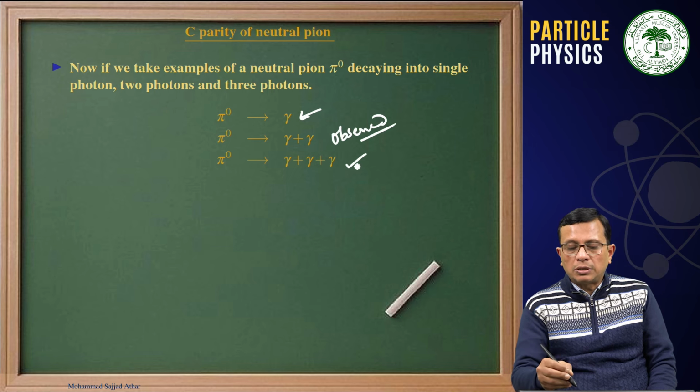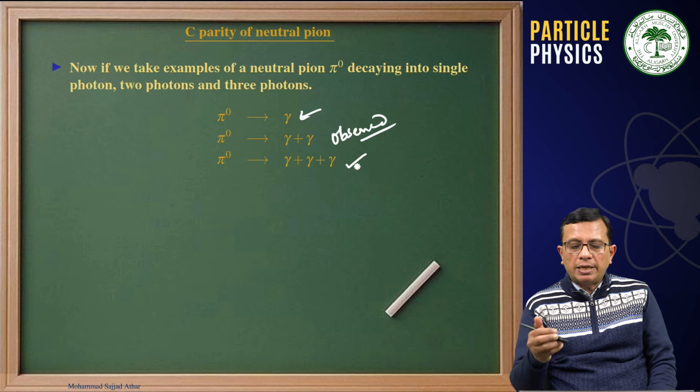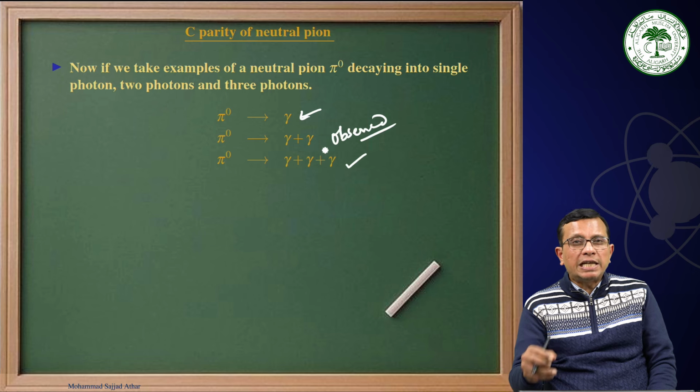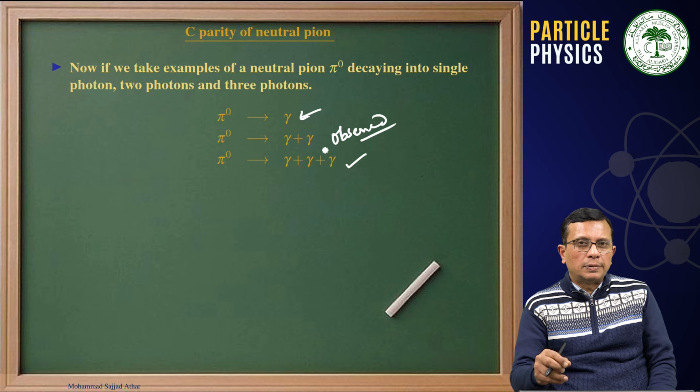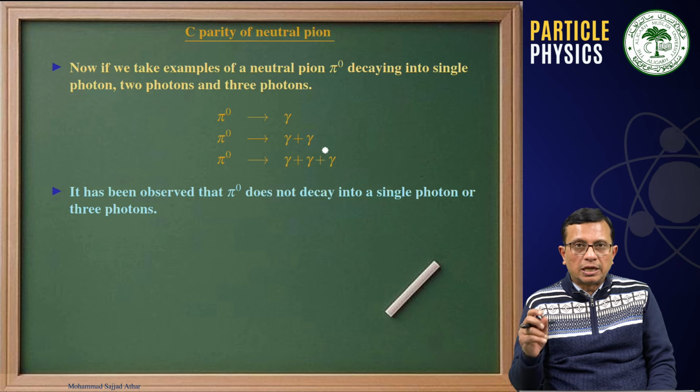That means we are talking about photons in the final state, so we are discussing electromagnetic interaction, and in electromagnetic interaction, C is a good quantum number. What we are finding is that in the second case, the C parity of pi 0 is even, while in the third case it is odd. Both cannot be true. What has been observed is that pi 0 decays to 2 photons, and because of the non-conservation of C in the third case, it is odd. This is not observed in the laboratories.